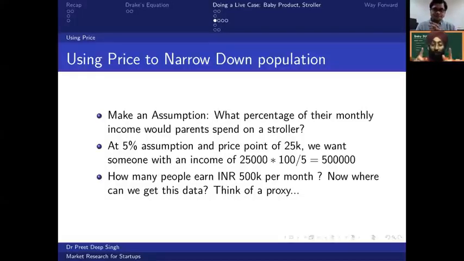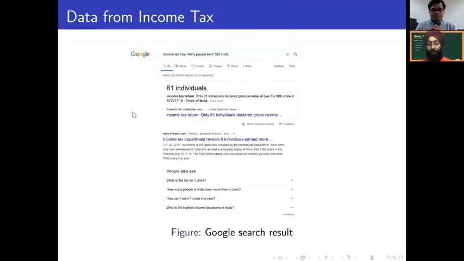A lot of market research happens just within your head, right? Thankfully, in this case, we have a good idea that is called Google. So let's just Google income tax, how many people earn X amount of money, right? This is just more of a stroke of luck, it struck me while I was thinking about the MH Stroller, that income tax releases data for the number of taxpayers in each bracket, right?